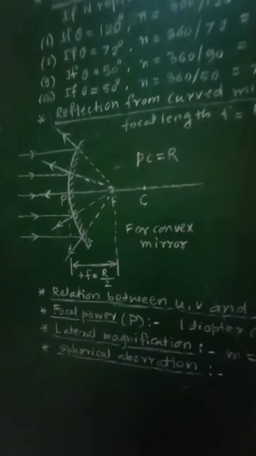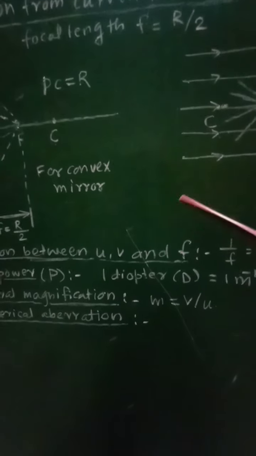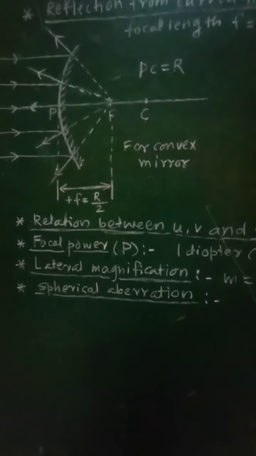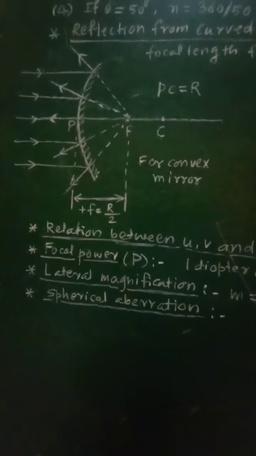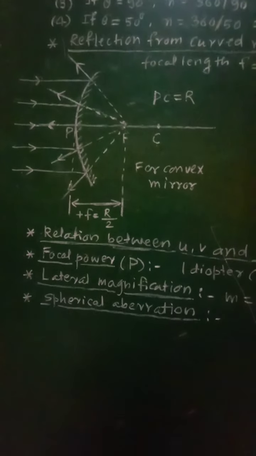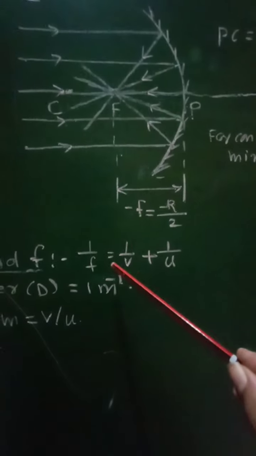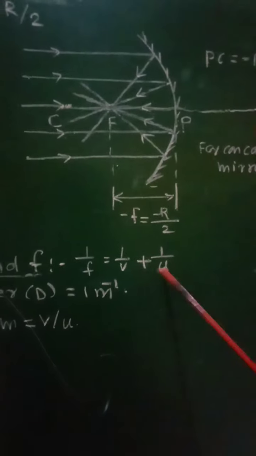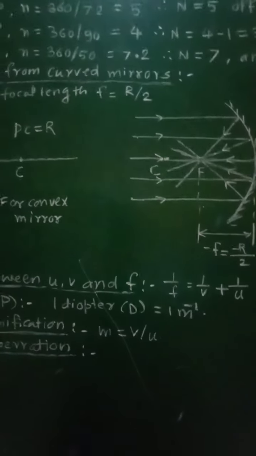So this will be regarding the reflection from curved mirrors. Now let us consider the next point, that is the relation between object distance u, image distance v, and the focal length f. For a point object, the focal length of a small spherical, either concave or convex mirror, is related to the object distance and the image distance by the formula 1/f = 1/v + 1/u. This is the focal length, this is the image distance, this is the object distance.